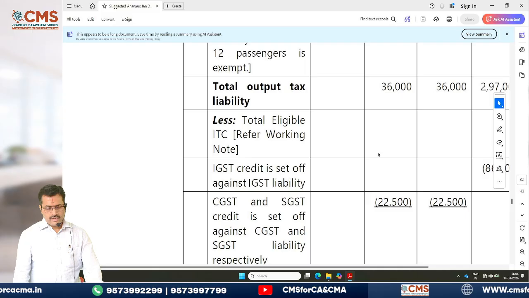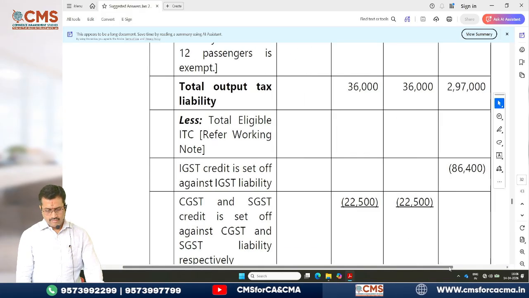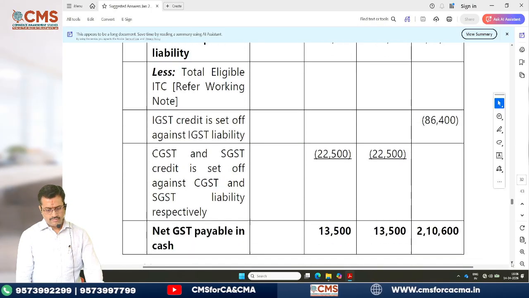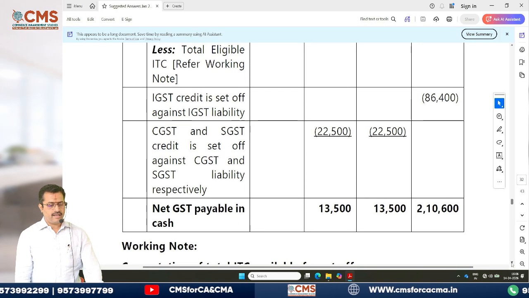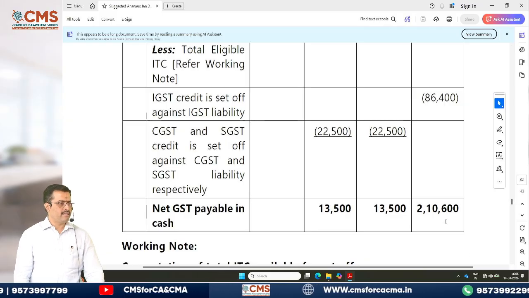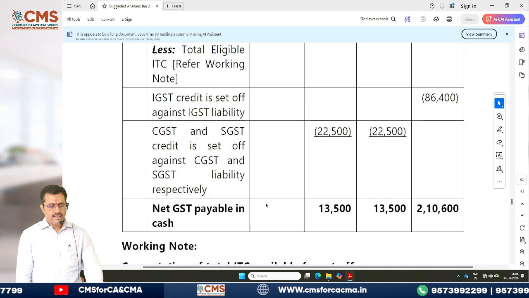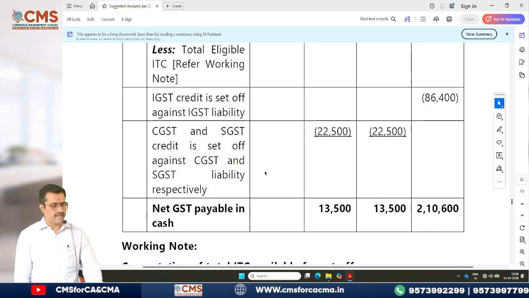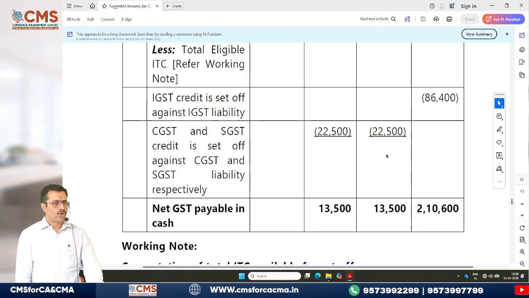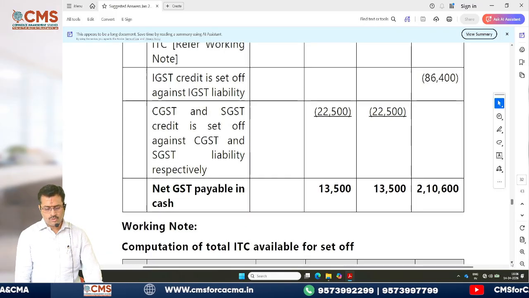Less: input tax credit. Now see here. Eligible input tax credit: IGST credit is set off against IGST liability, it seems. IGST credit was there, that 86,400, that is being set off. Then CGST and SGST credit is set off against CGST and SGST, nothing but 22,500 and 22,500. Balance is net GST payable. Minimum payable amount he gave.